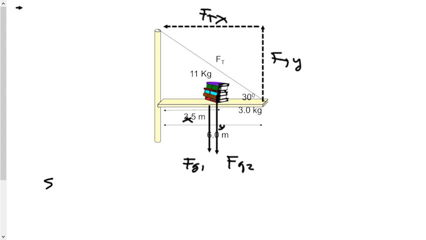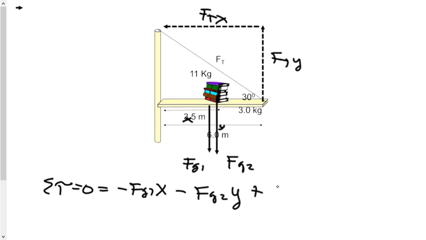So we'll just say the sum of all torques is equal to 0. These two torques will be negative and force tension y will be positive. So we're just going to go like this: equals a negative force gravity 1 multiplied by an x distance, minus force gravity 2 multiplied by a y distance, plus a force tension multiplied by the whole distance d again.